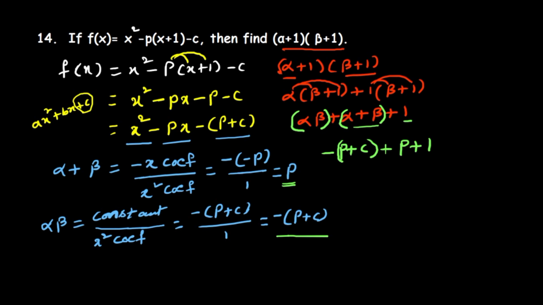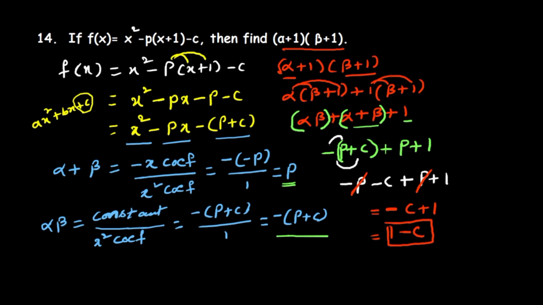Now minus p into 1, minus p, minus of plus minus c, and here I have p plus 1. Okay, so minus p plus p get cancelled, right? Then what I will get is minus c plus 1 or 1 minus c. Both are the same here, minus c plus 1 or 1 minus c. So this is the final answer for this question, right?